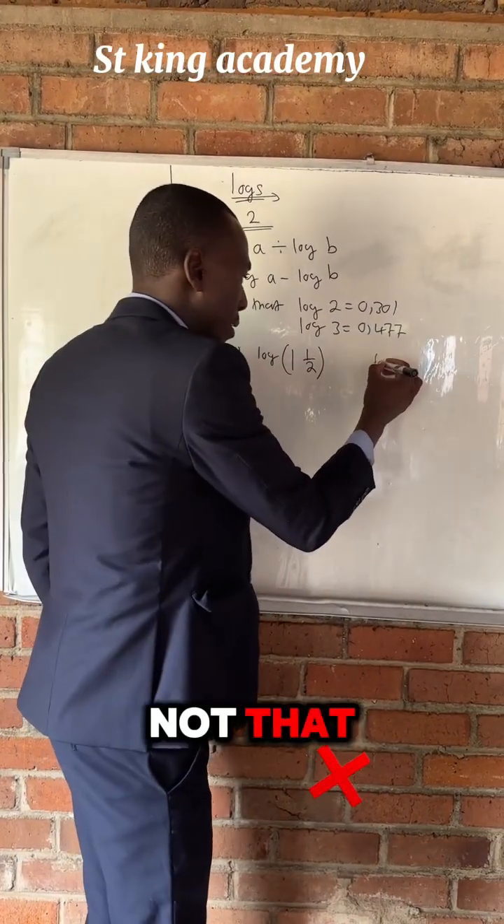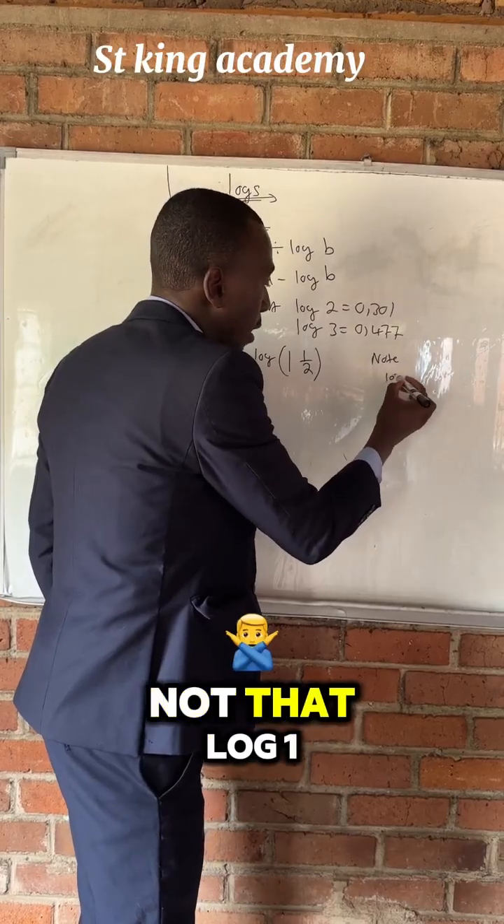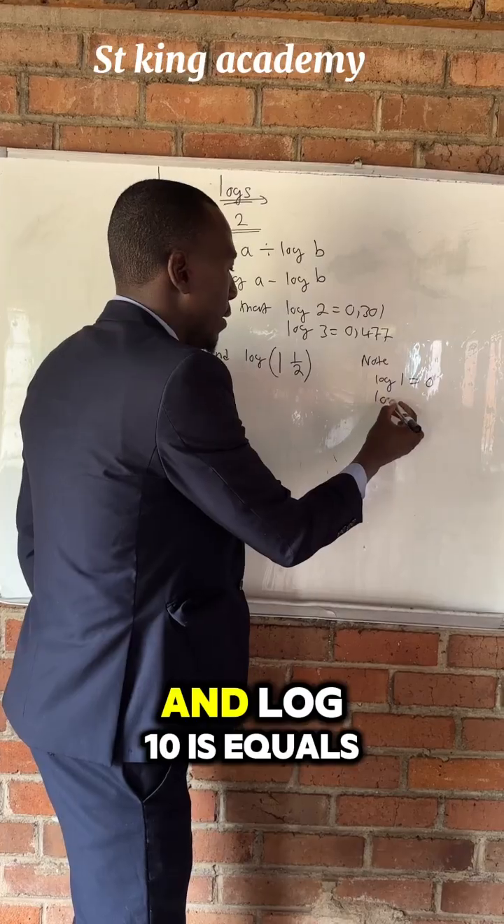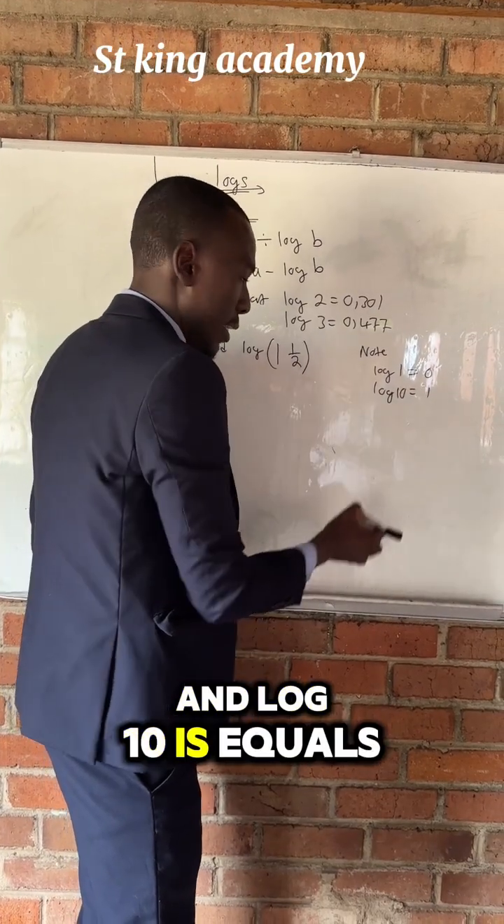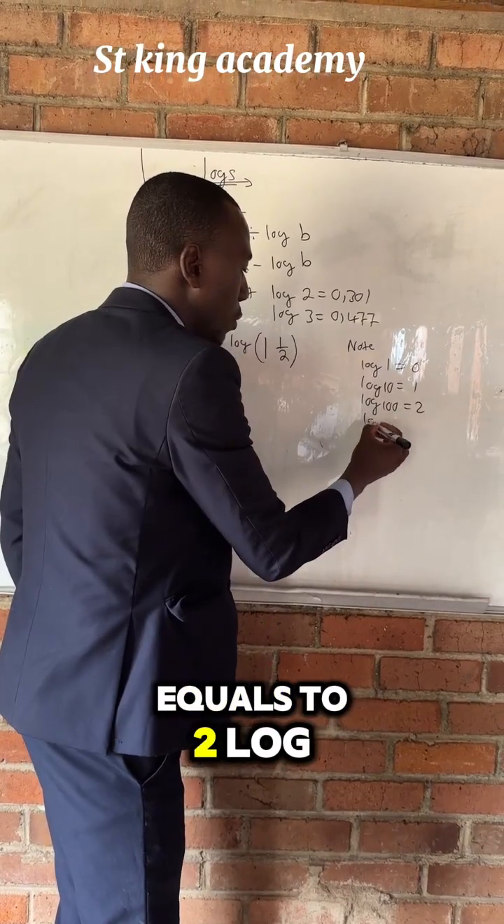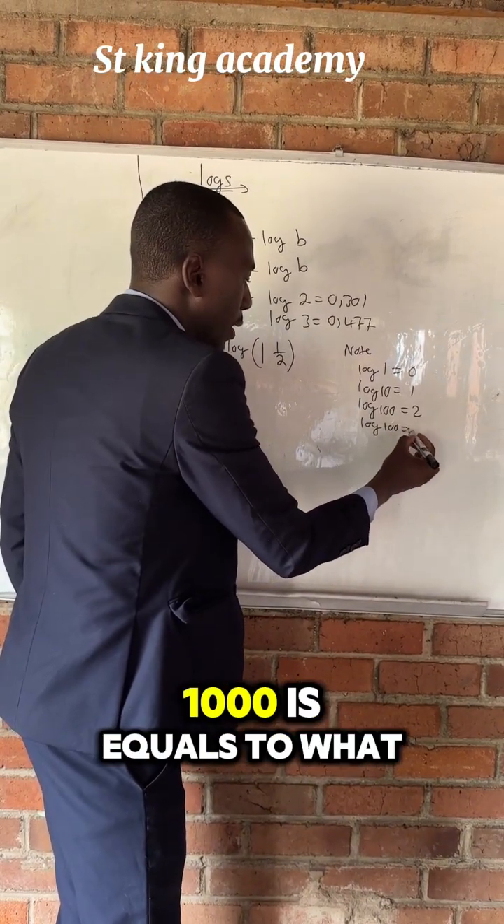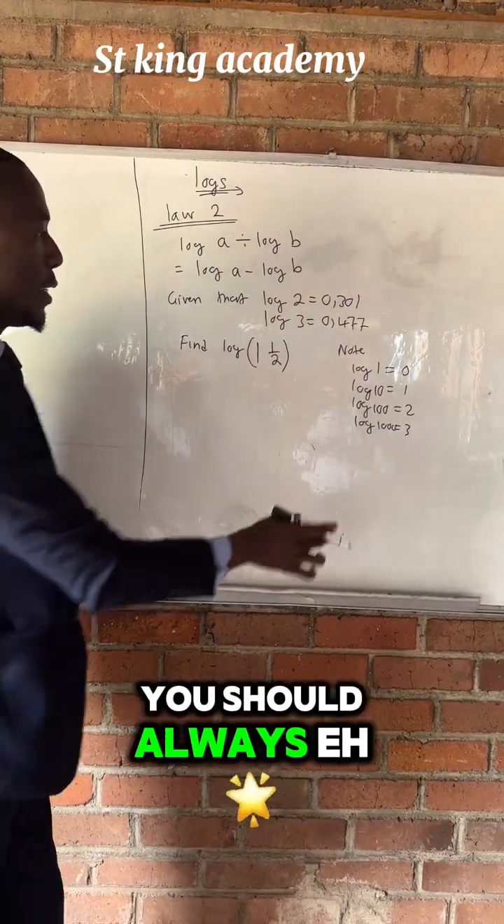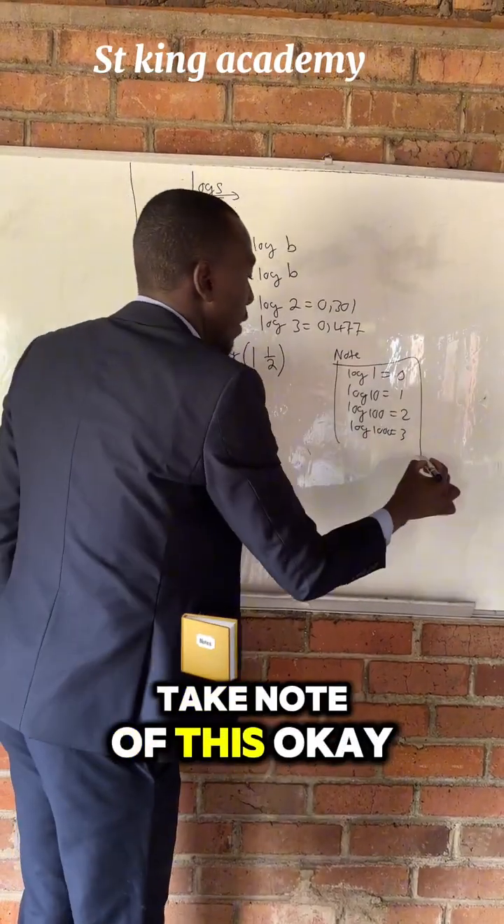Note that, always please note that log 1 is equal to 0 and log 10 is equal to 1. Then log 100 is equal to 2. Log 1000 is equal to 3. You should always take note of this.